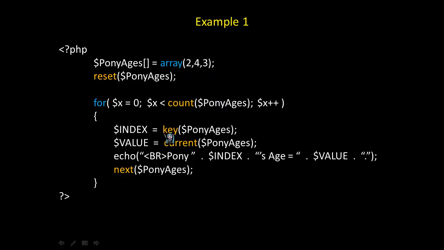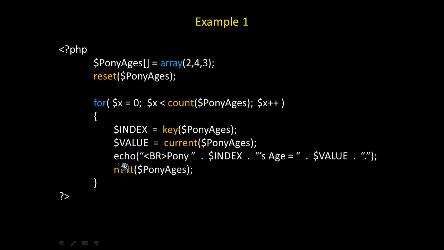Next, we have a variable index to catch the return value, and we call the key method passing in the array pony ages. Once we do this, we have another variable for the value, and we call the current method, and again pass in pony ages. So there we have the key, which is the index or subscript value, and now we have the number or the integer stored at that index or subscript value.